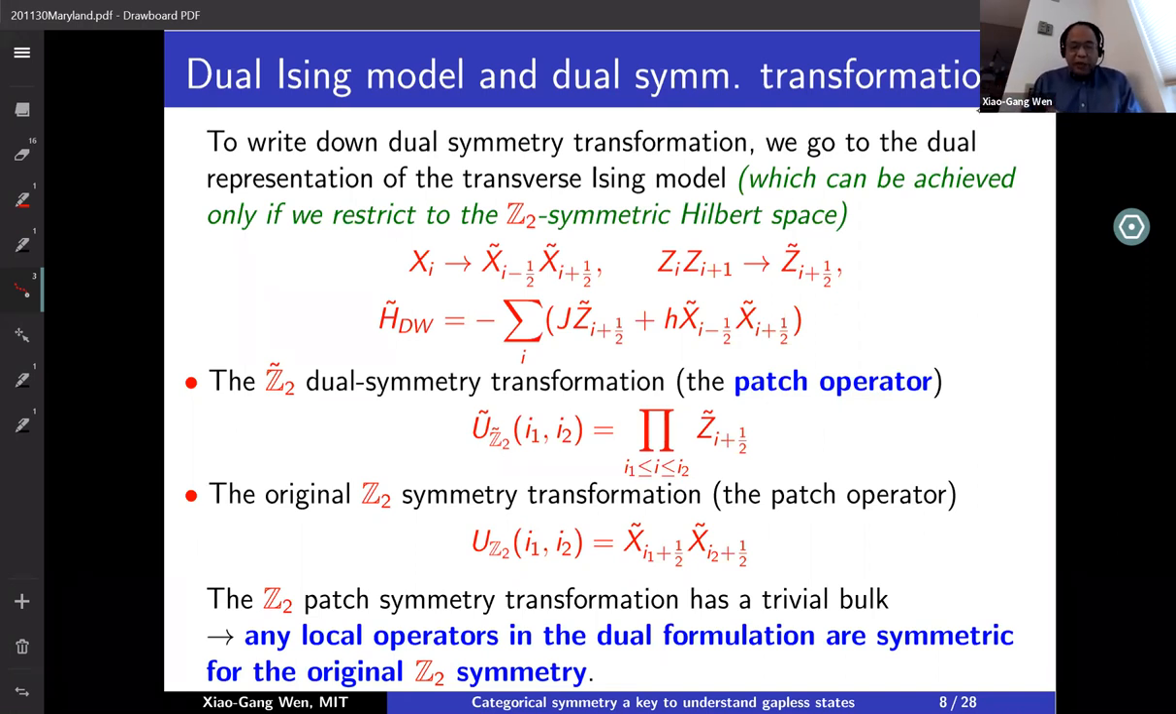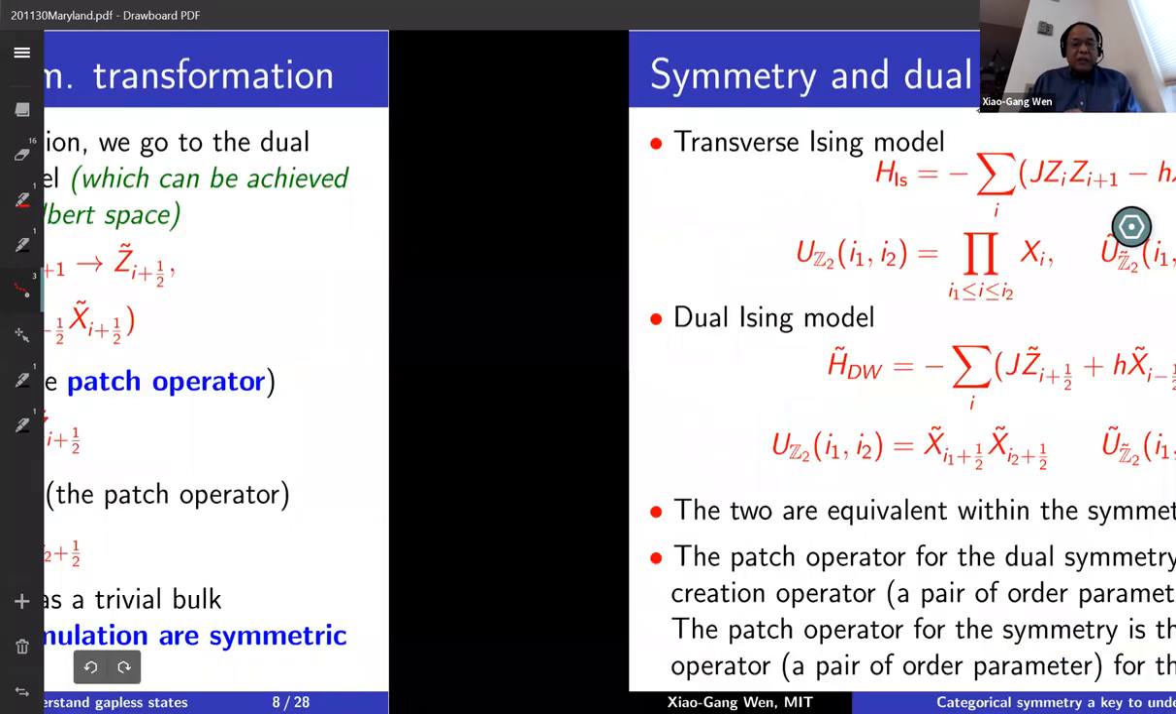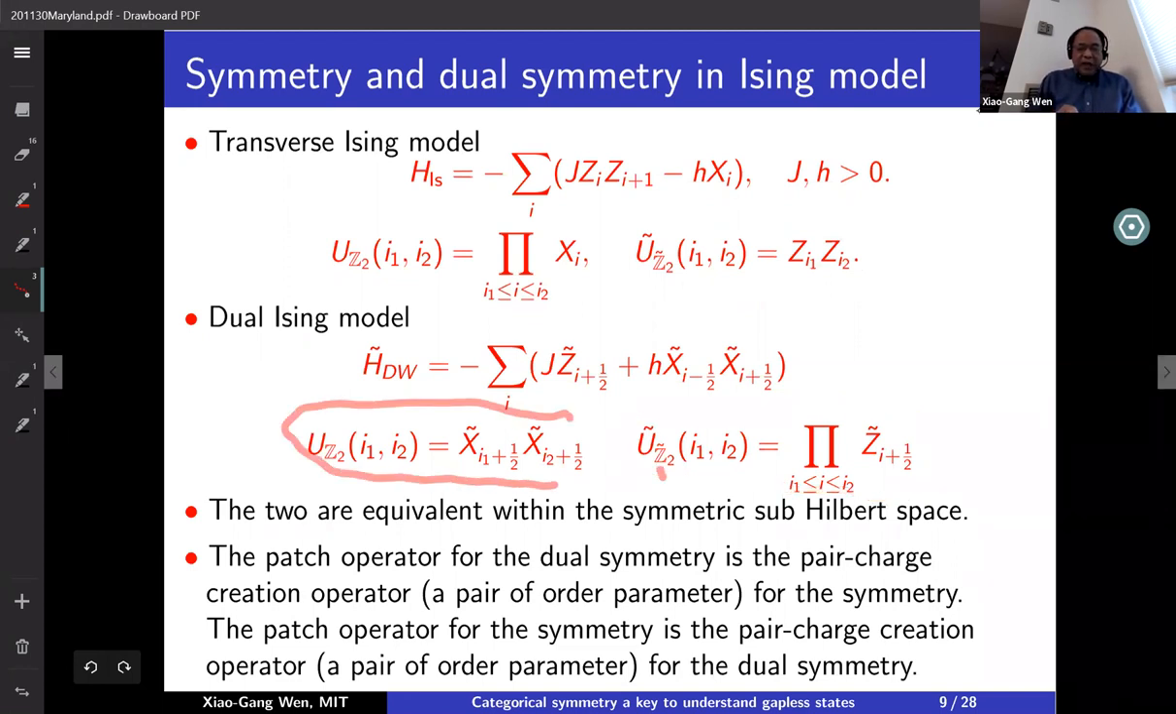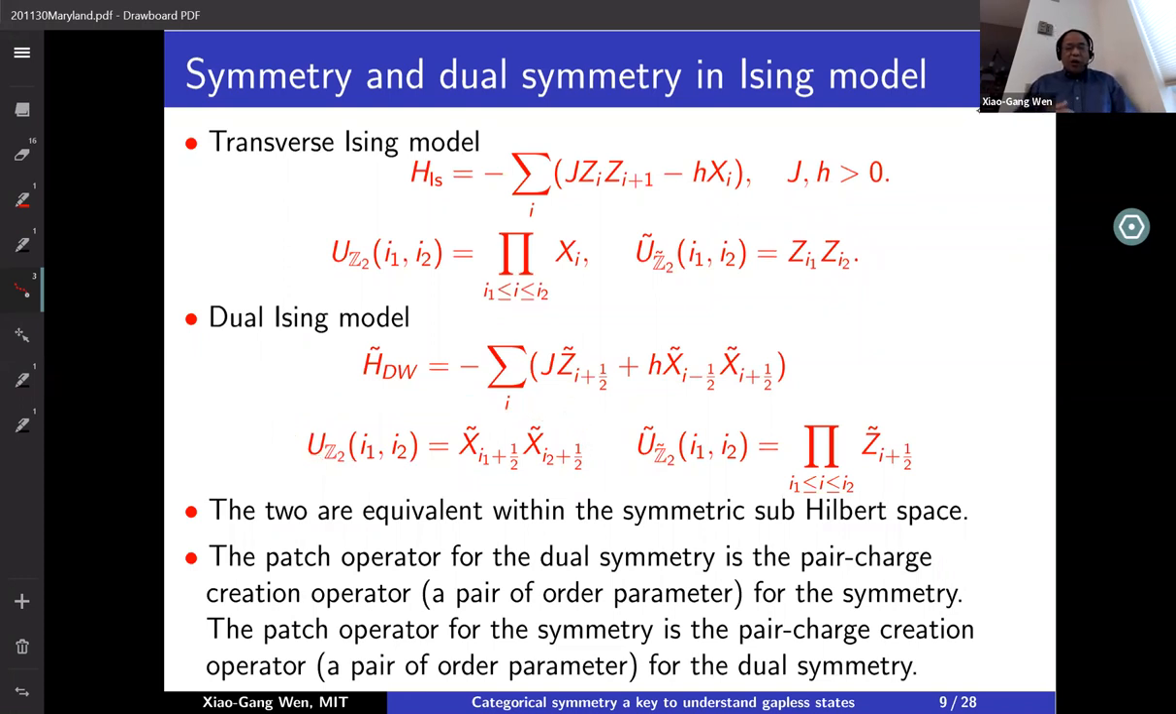That's why we want to introduce the patch operator, because now we can really write down both transformations explicitly. One looks non-trivial, another looks trivial, but actually they both are non-trivial. So to summarize, the transverse Ising model has this Z2 symmetry described by this patch operator. And the Z2 dual symmetry, again, is described by this patch operator, which has an empty bulk. In the dual formulation, we have a similar thing, but now the Z2 dual symmetry looks like a non-trivial transformation, while the original Z2 symmetry has an empty bulk. So this is a way to represent both the symmetry and the dual symmetry explicitly by using the patch operator.